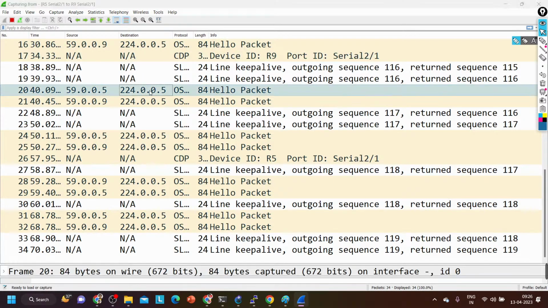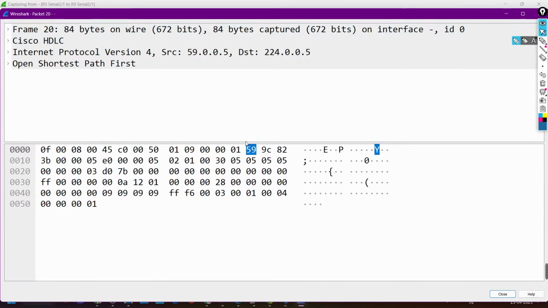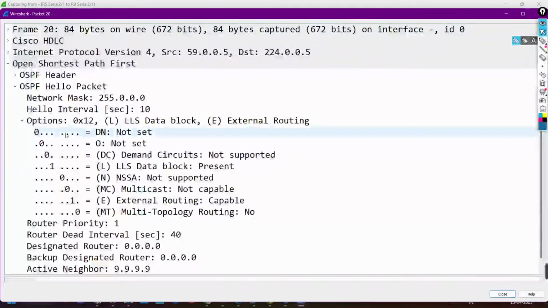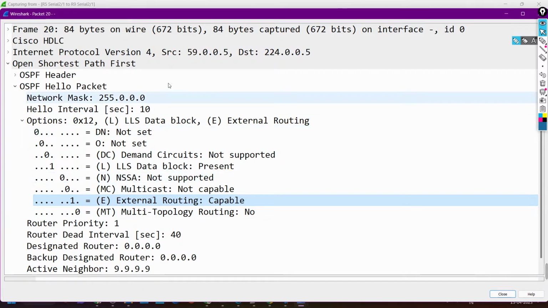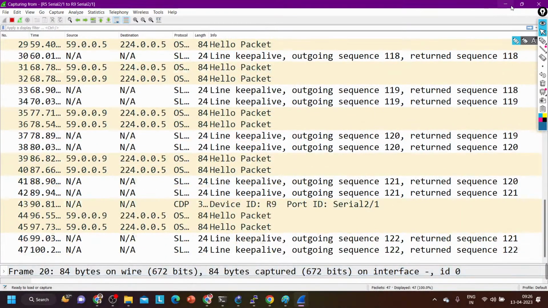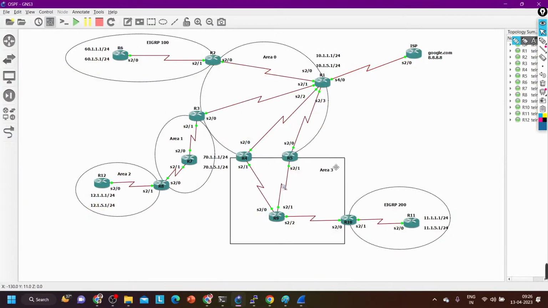See the hello message. If you open any hello message in detail, here you can see the options in the flag. This bit is what, guys? External routing capable. That means this router is capable of performing external routing. But if I configure this area as a stub area, it will start sending the hello message with that bit turned off.